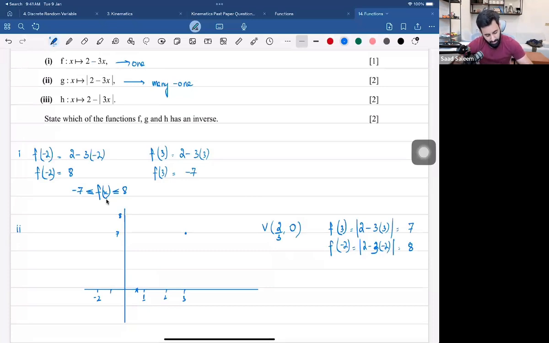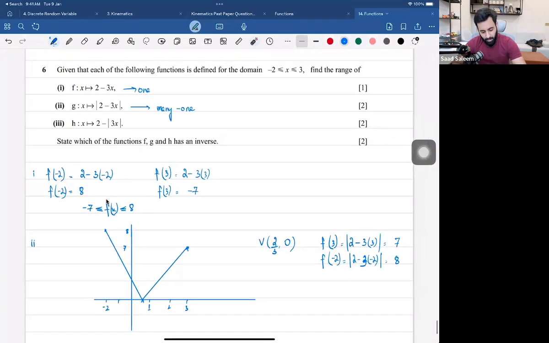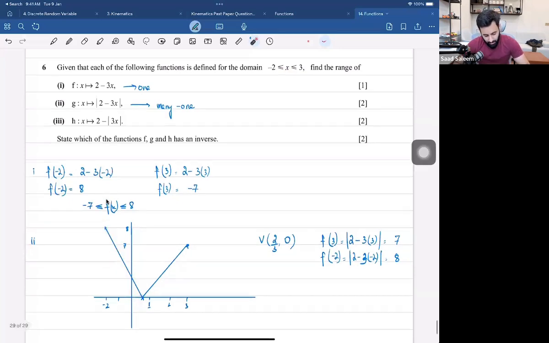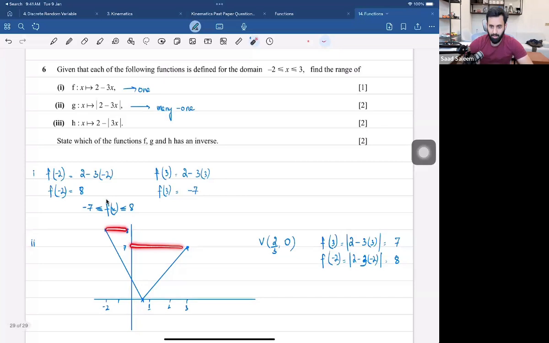We're making the sketch not because we're asked to, we're making the sketch so that we can very easily find out the range. So this is what the graph looks like for the given domain. Okay, I'll repeat. Here's what we did. We found out the vertex. We plugged in the very end value of the domain, and we plugged in the other end value of the domain. One corresponding value is 7, the other corresponding value is 8.